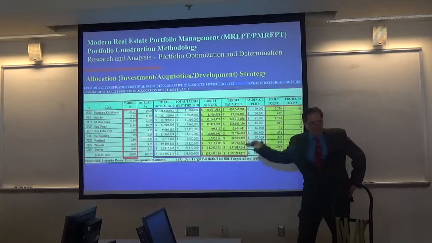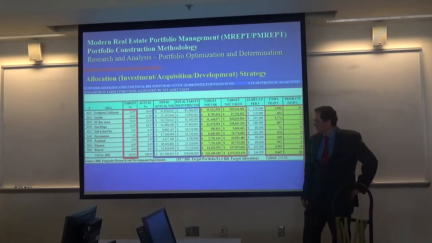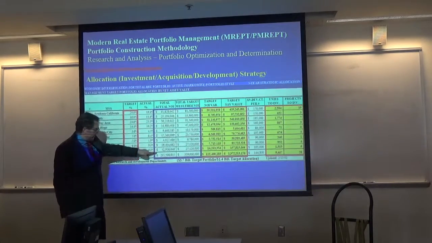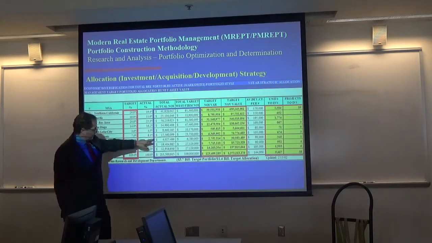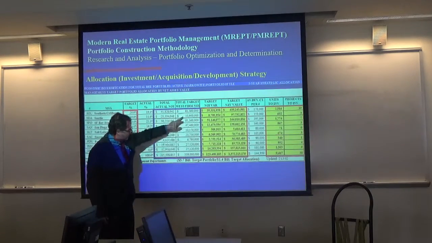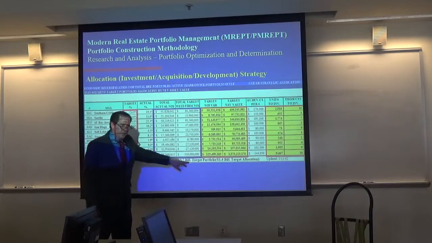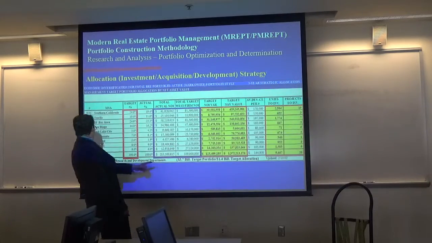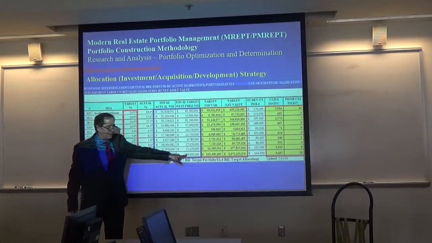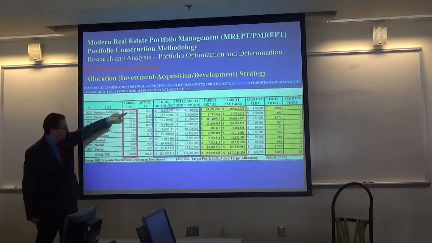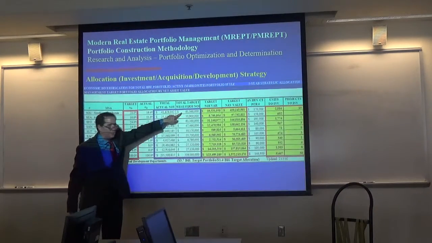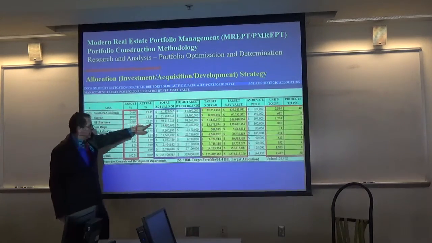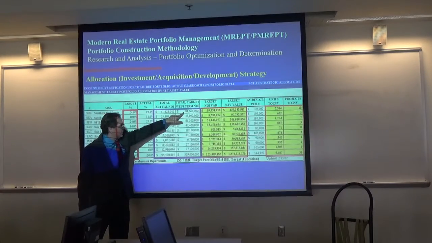How much do we have to buy per metro to get to that allocation? So what we did is we looked at our actual net operating income. We took the target net operating income, and the target NOI multiplied by the target percentage gives us the target NOI by metro. So we got our actual and we got our target.